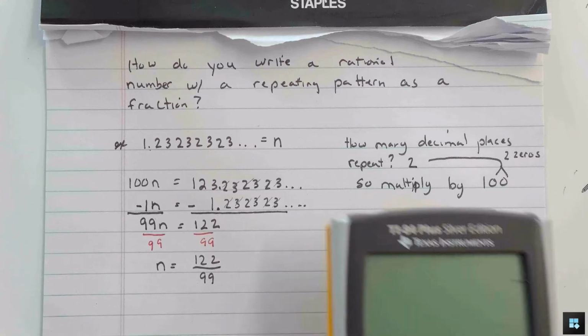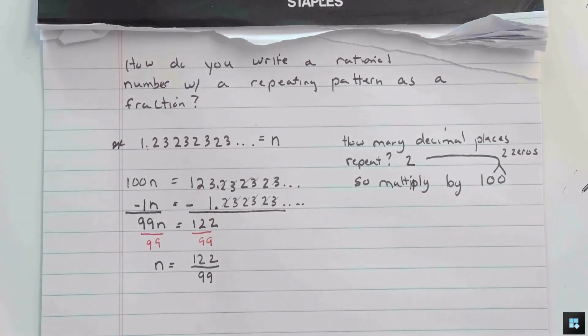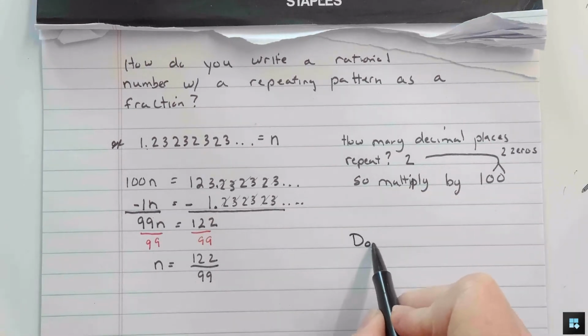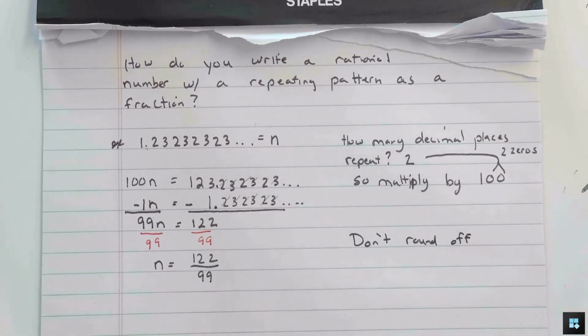These are easy to check. So you should get the answer in your calculator. 122 divided by 99 is 1.232323 repeating. If you're using your calculator, remember, don't round off. The whole point of this is to write the exact value as a fraction that you have as a decimal.